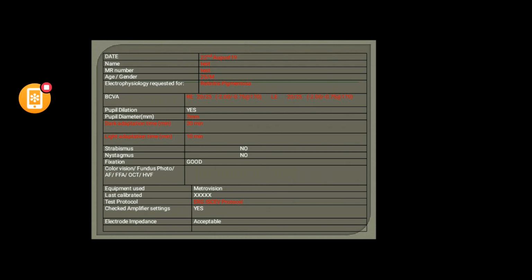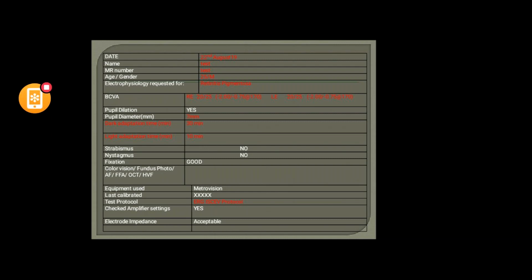Important is the best corrected visual acuity. You should not have uncorrected visual acuity. You must have your best corrected visual acuity with refractive correction. Then you have to concentrate on the pupillary dilation. As I told you in the last session also, some tests do require dilation and some tests do not require dilation.